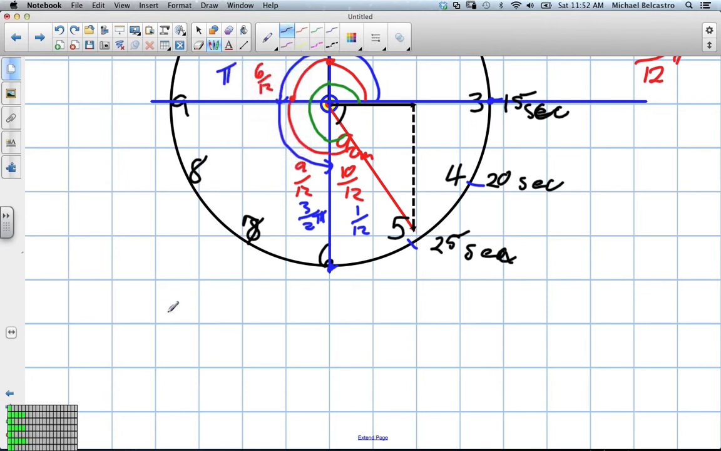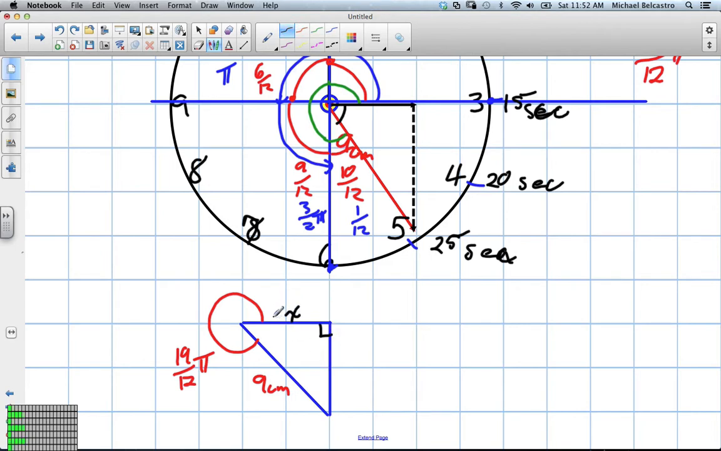So let's talk about this. I'm going to bring the triangle around. Looks something like that. We know that this is 9 centimeters. And we know that from here to here is 19 over 12 pi. Okay? Well, what we're trying to figure out is this distance here, right? We know this is a right angle triangle.